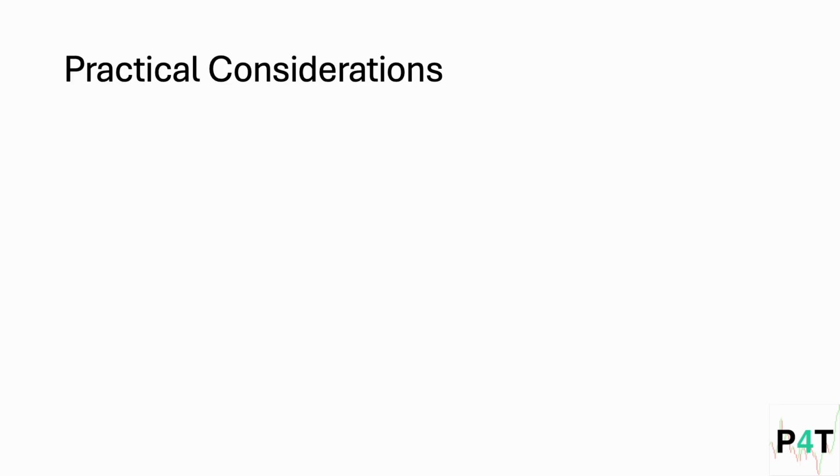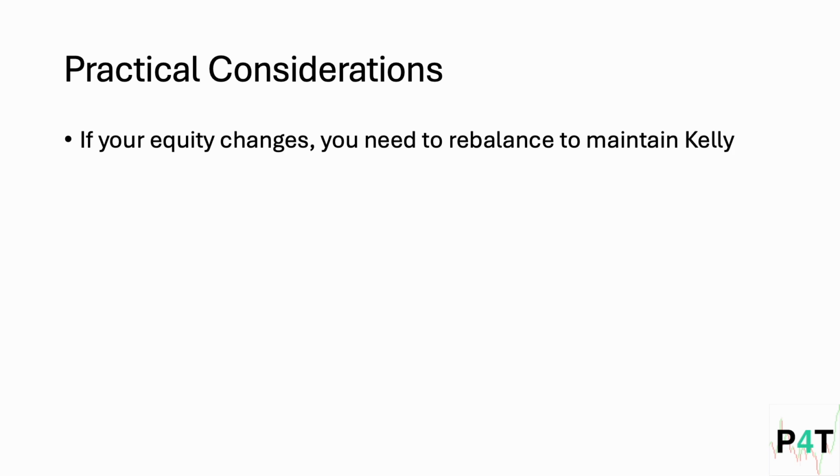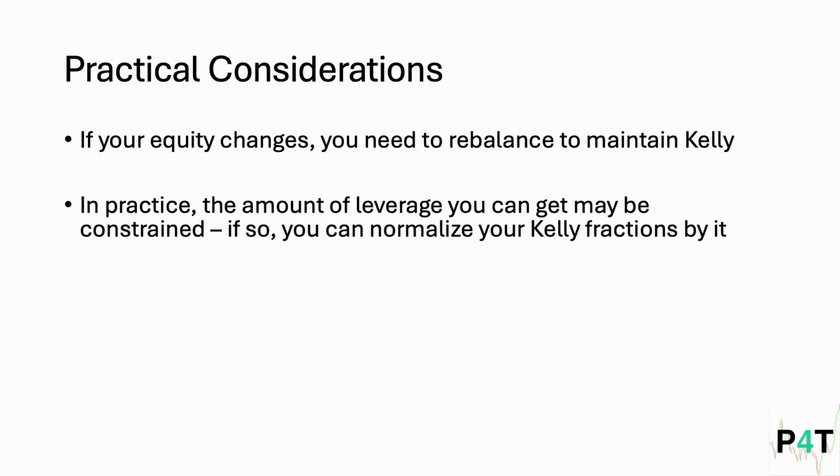So if you actually want to put this into practice, there are a few other things you should consider. The first one is if your equity changes, you should rebalance your portfolio to maintain the Kelly sizing. The leverage that you use is going to be a function of your underlying equity, not your overall portfolio value. So if you make gains or losses on your equity, then you'll find that your optimal portfolio value is actually a multiple of those gains or losses. Also, in practice, you might find that the amount of leverage that you can use is constrained by your broker. And if that's the case, you can always normalize your Kelly fractions by whatever that maximum amount of leverage you can get is.